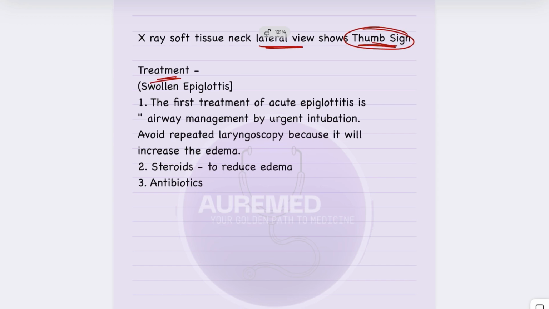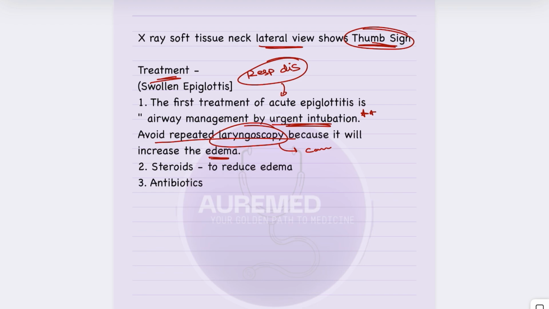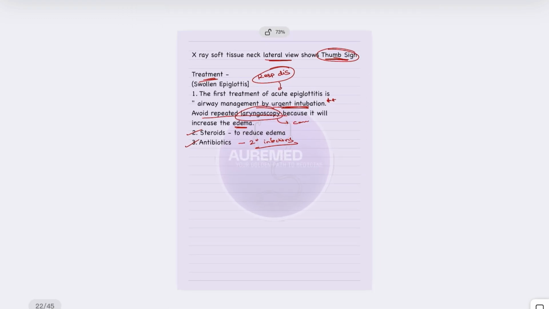What is the treatment? As we have already discussed, this is an emergency condition as there will be respiratory distress. So, if respiratory distress is present, we have to urgently do an intubation to the patient and save the patient to improve his breathing. Also, remember to avoid laryngoscopy, which is passing a camera into the larynx again and again, because it will increase the edema. You can give steroids and antibiotics to prevent secondary infections.